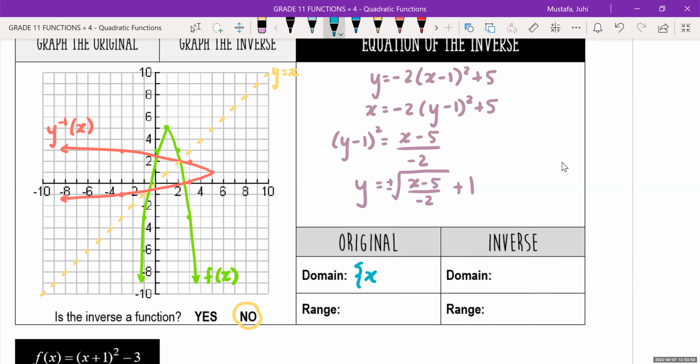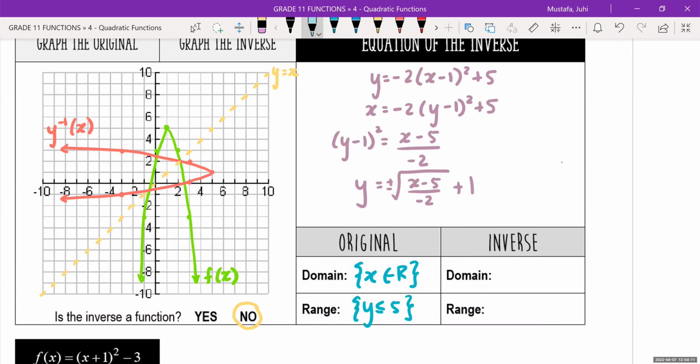Okay, how about the range? So this parabola starts at 5 and then it goes below. How do I write that in proper function notation? y is less than or equal to 5. Perfect.